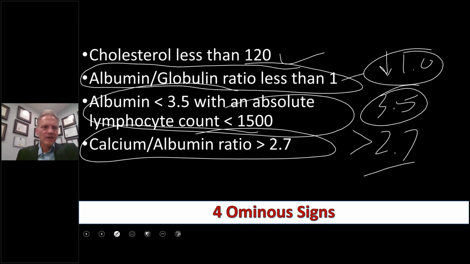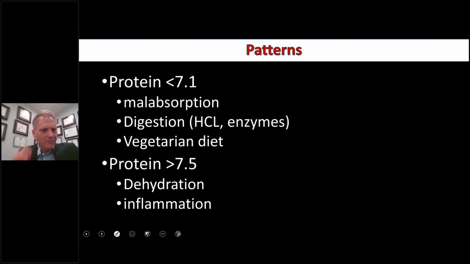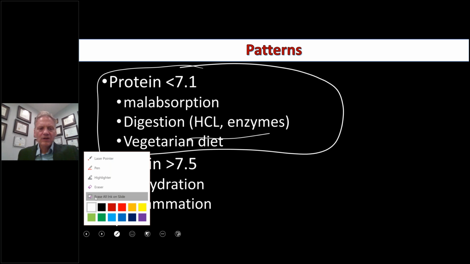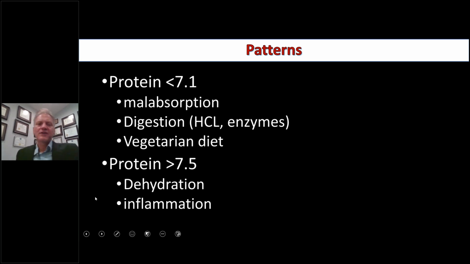Okay, so here's the AG ratio. I'm going to skip through these because they don't really help us a whole lot. So low protein, when it's low, think about malabsorption, low HCl, low enzymes, and a vegetarian diet. That could be it. Or elevated, you want to think about inflammation. Now, I see on my time here, I've got about 8 minutes left. I've got more teaching that I need to do here, so I will continue on for just a few extra minutes. But I want to show you something real quick.